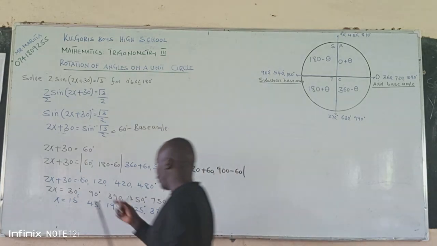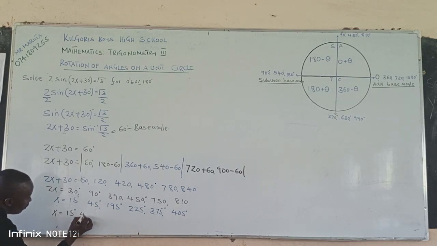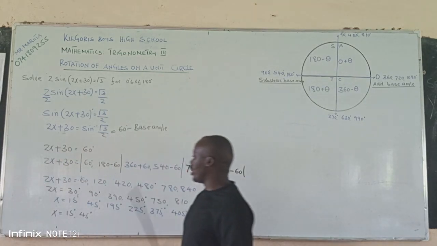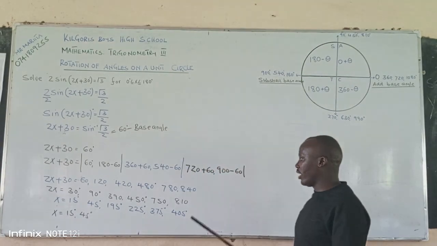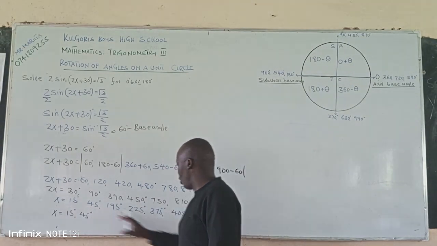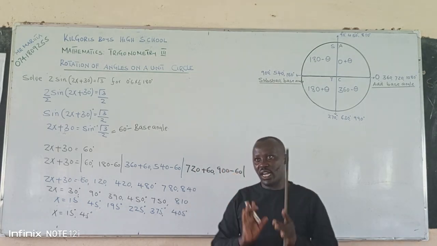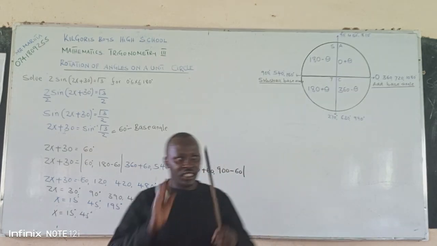Now from our solution here, the range of x must be between 0 degrees and 180 degrees. So x will be equivalent to 15 degrees, then 45 degrees. These are within the range from 0 to 180 degrees. So the possible solutions of x in that case are 15 degrees and 45 degrees.